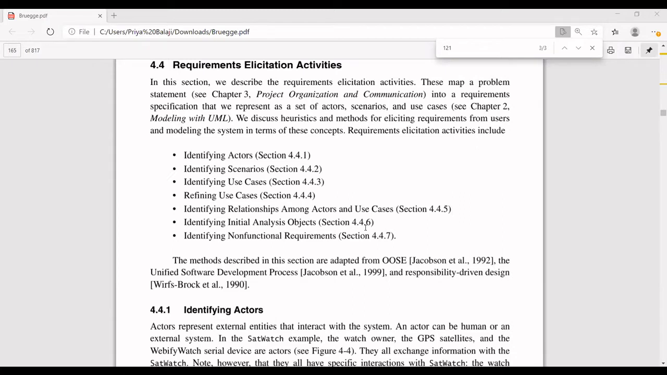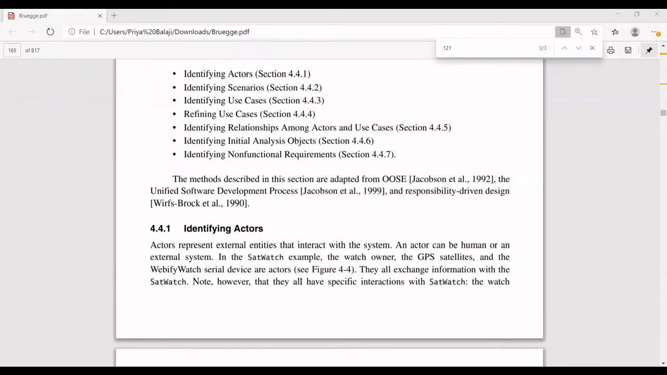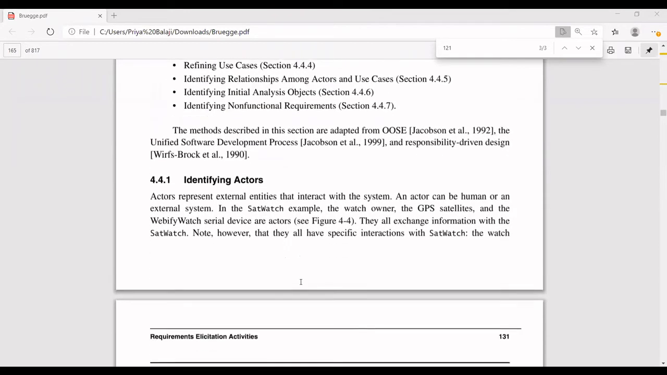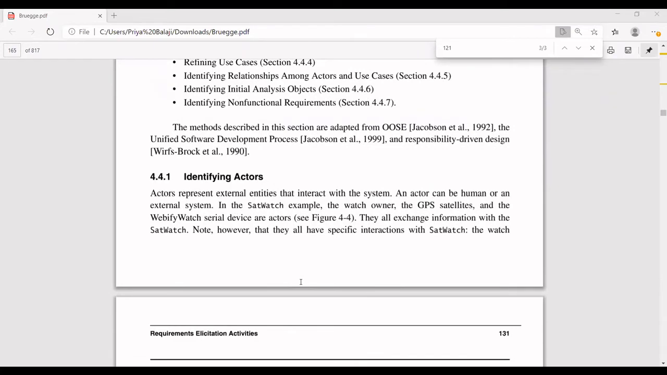Then we have to find out the scenarios. One by one we'll see. So for example, we have already seen a satellite watch. You remember the concept of satellite watch?